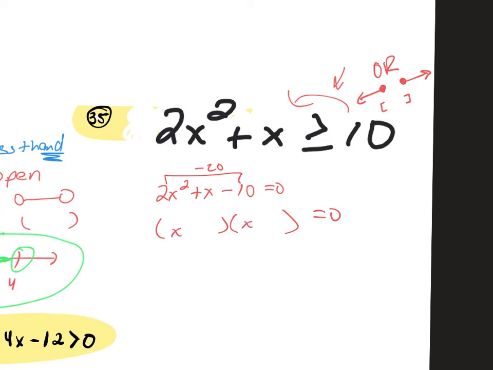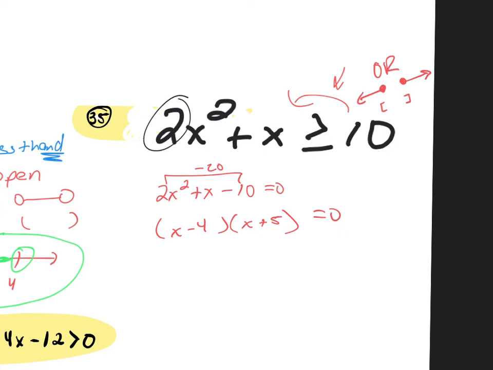Negative 20 when I multiply, but add to give me a positive 1. What would that be? Anybody? Anybody at home? Come on. Kennedy, what would that be? 5 and 2. Yes. Kennedy, tell me. Multiplies to give me negative 20, but adds to give me 1. 4 and 5. Yep. Perfect. Negative 4, positive 5.